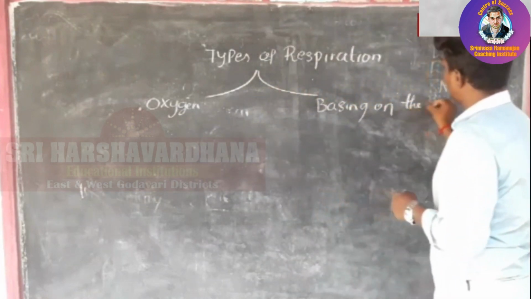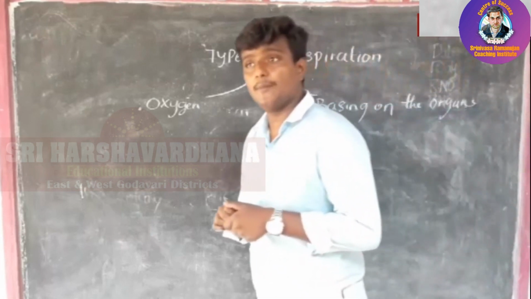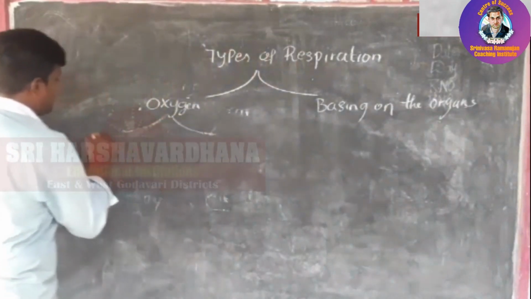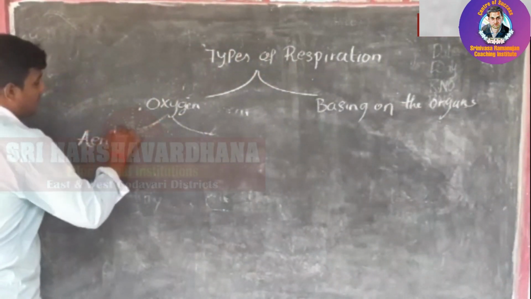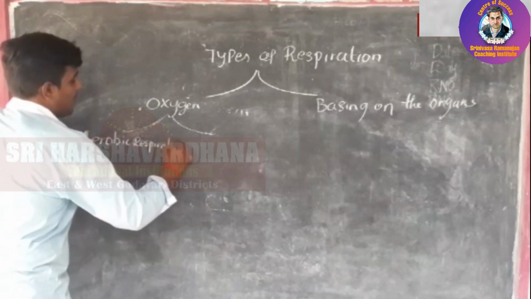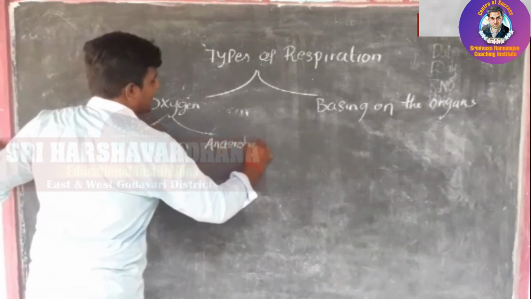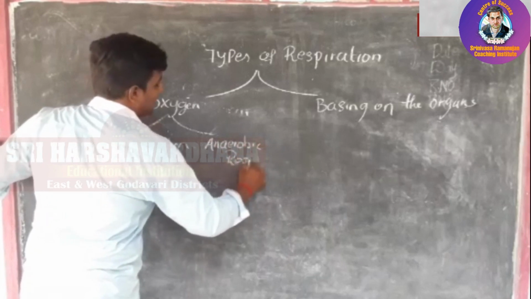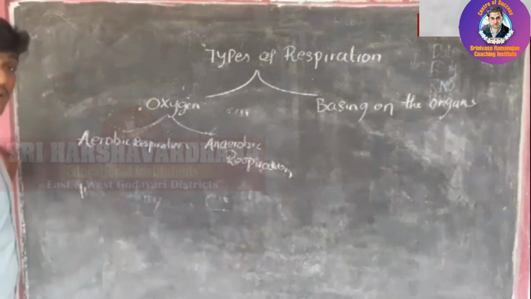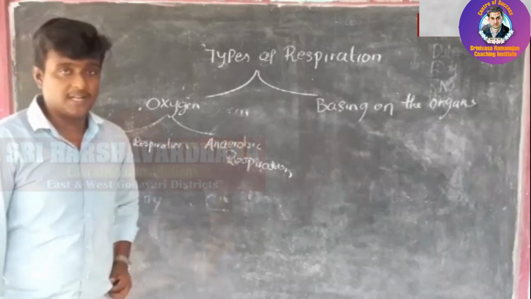So first, we have to discuss the classification based on oxygen. We can see two types of respiration. What are those two types? One is aerobic respiration, and another one is anaerobic respiration. So based on oxygen availability, we see these two types: aerobic respiration and anaerobic respiration.